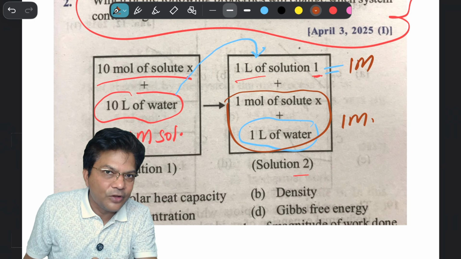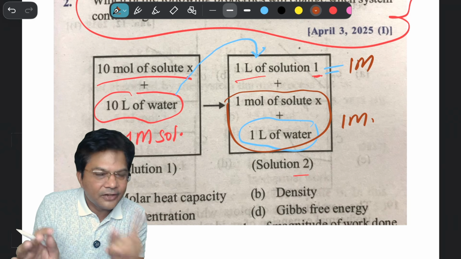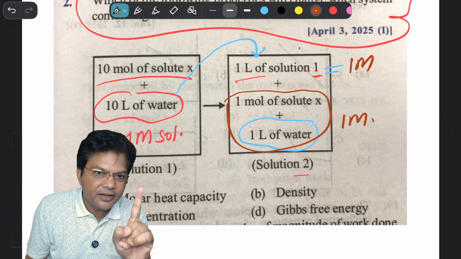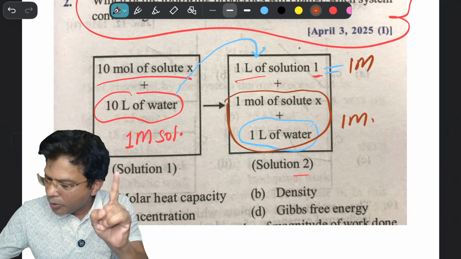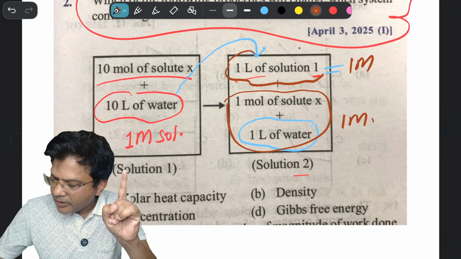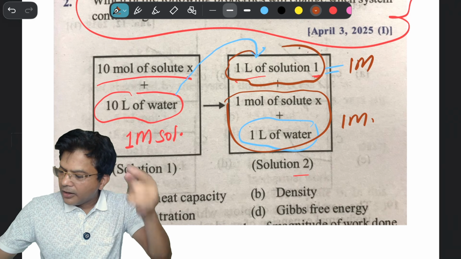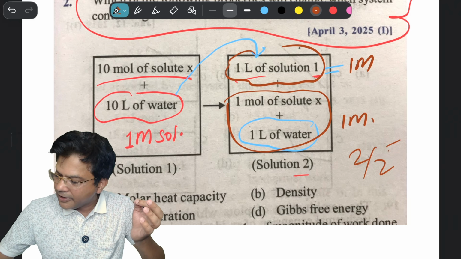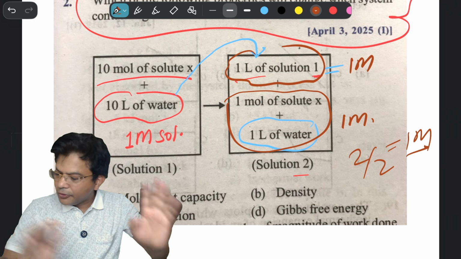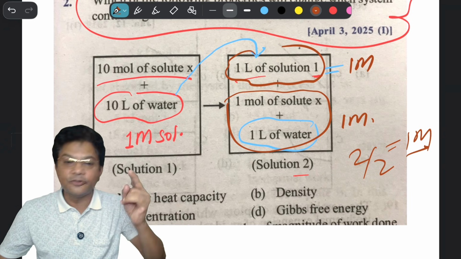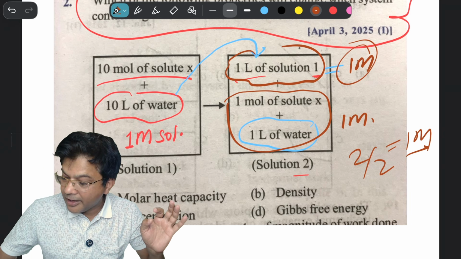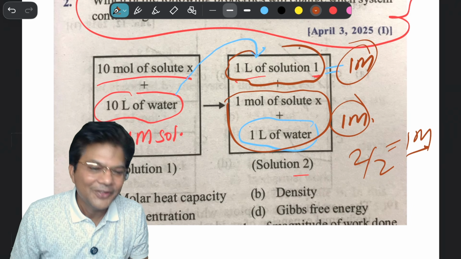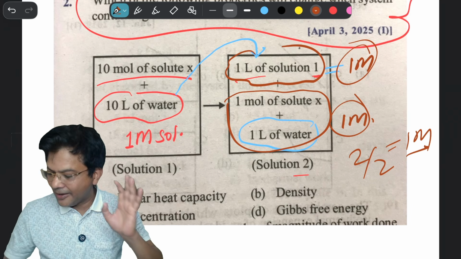So how many moles you have taken? You can do anyways. Its molarity will come 1. If you are not able to understand, from the first solution you have taken 1 liter of 1 molar. So moles of this, molarity into volume, 1 mole and 1 mole, 2 moles per 2 liter, 2 by 2, once again it will come 1 molar only. So the second solution's molarity is also 1. Don't add, molarity can't be added, it is an intensive property. So both the solutions are having the same concentration.